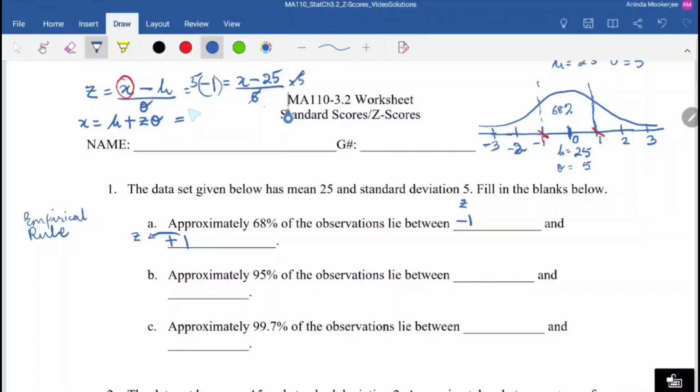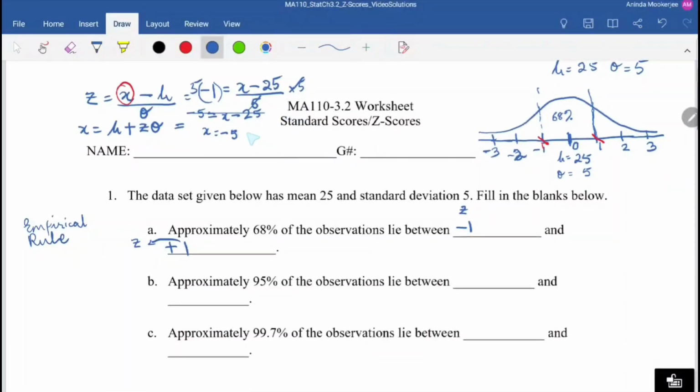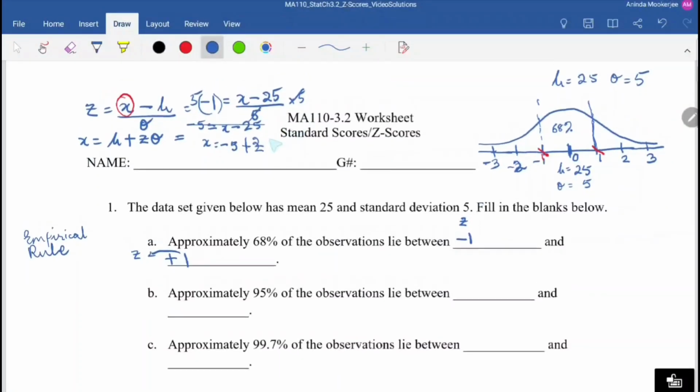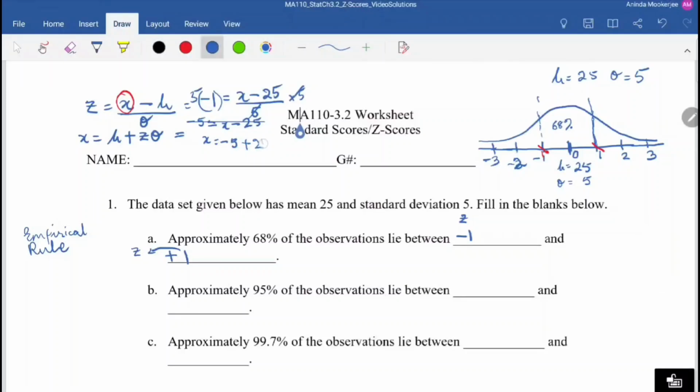Bear with me, please. Minus 5 equals x minus 25. So x will be negative 5. All right, negative 5 plus 25, plus 25, so x will be 20, correct? So if you want to use the formula, you should get the same answer.